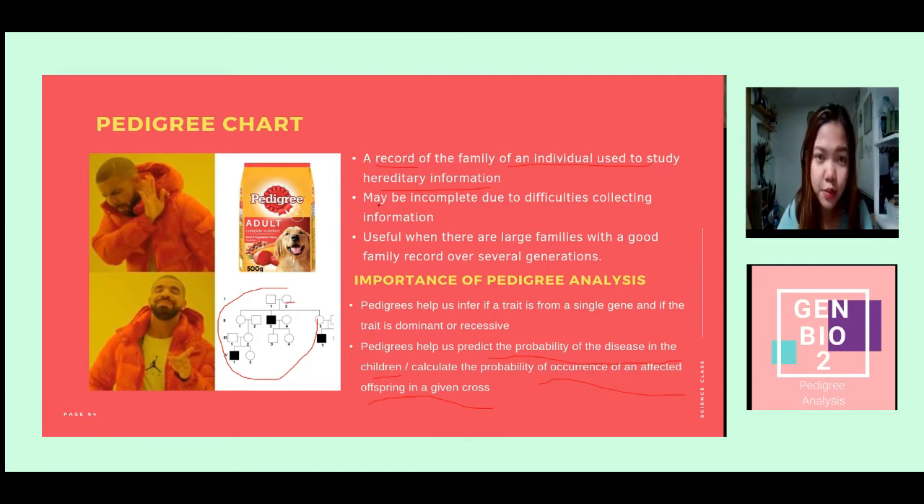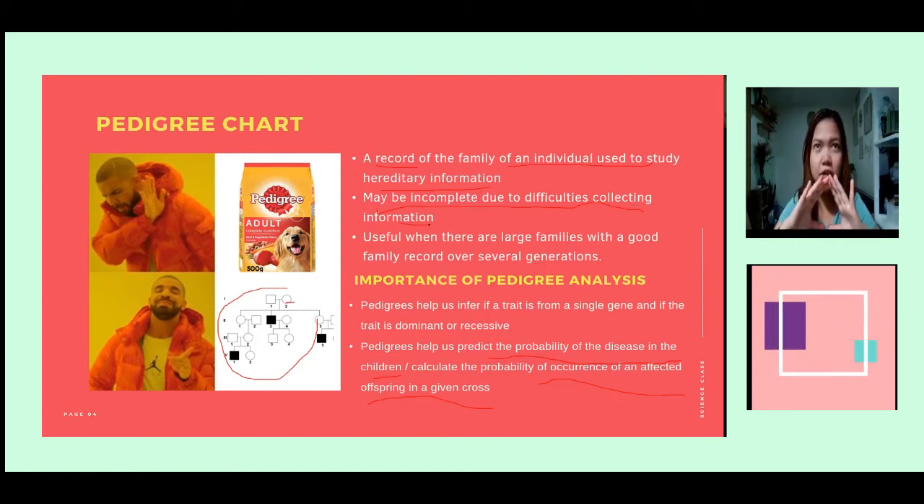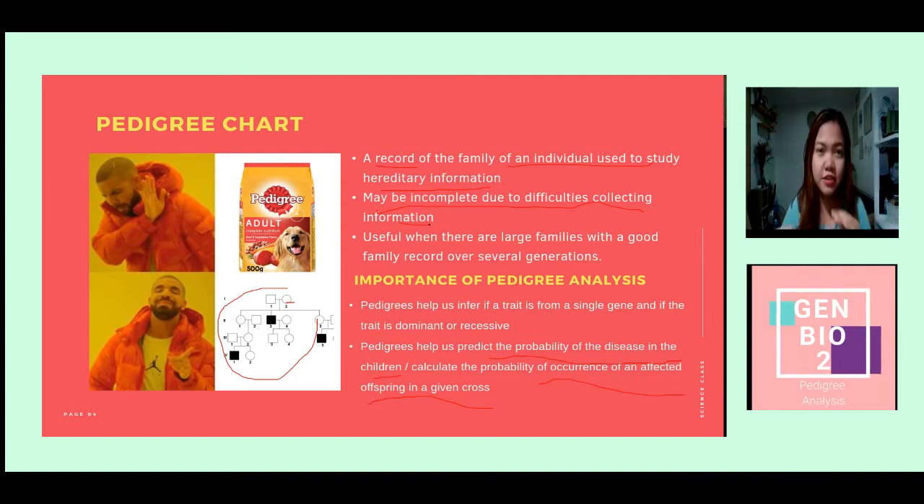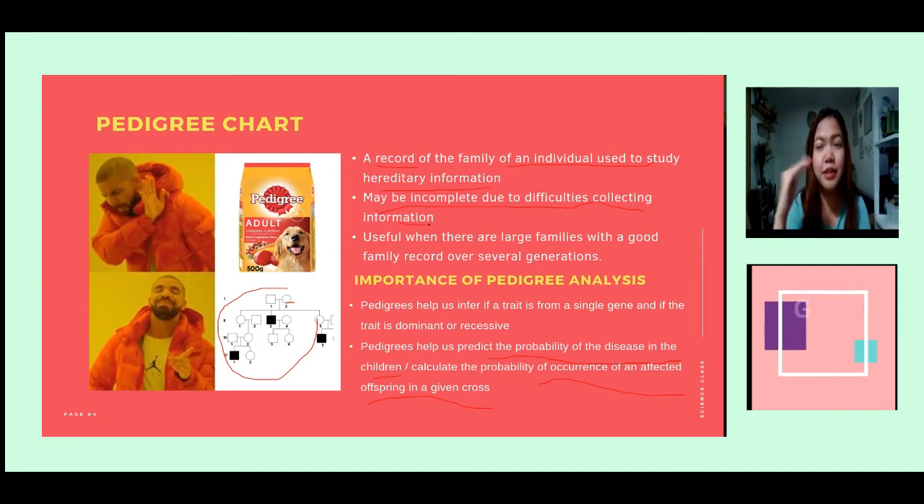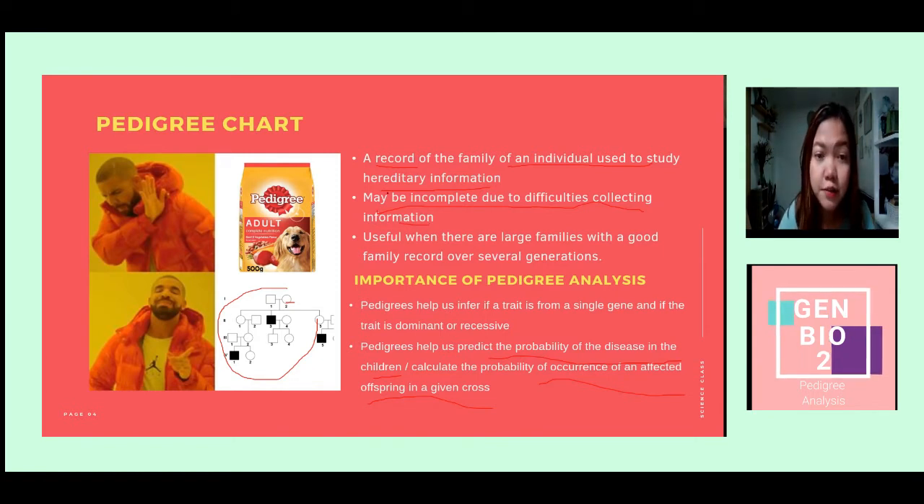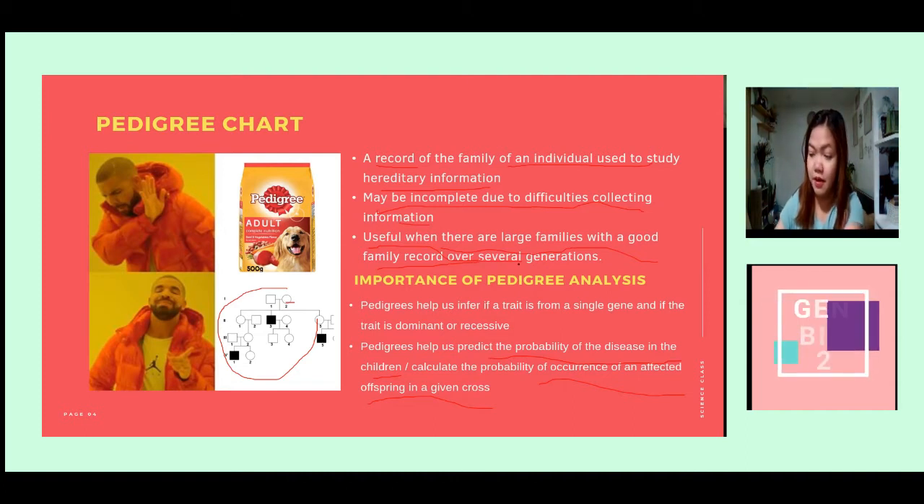The pedigree chart could also be incomplete due to difficulties collecting information, since it's not enough to just know one generation. It should be 3 generations or more so you can see the inheritance pattern of a specific trait or genetic disease. Of course, that will be useful. A pedigree chart is really useful when there are large families with good records over several generations, so the analysis is more organized.